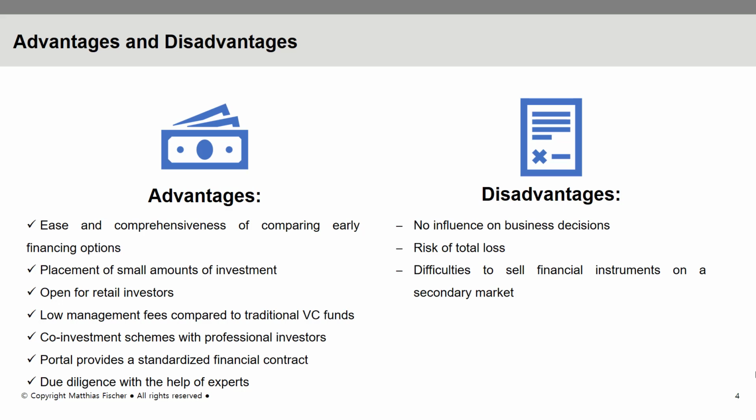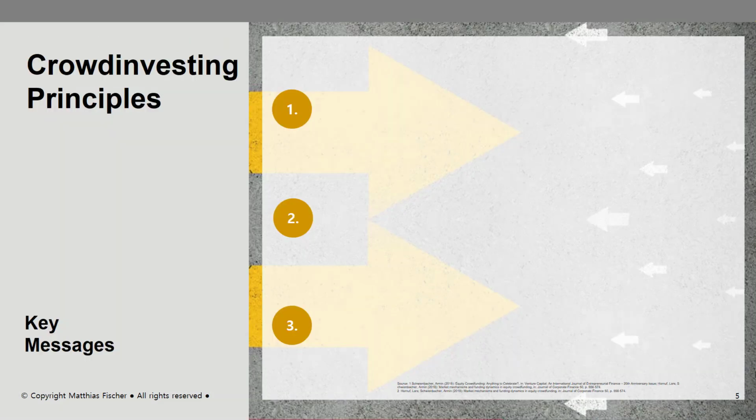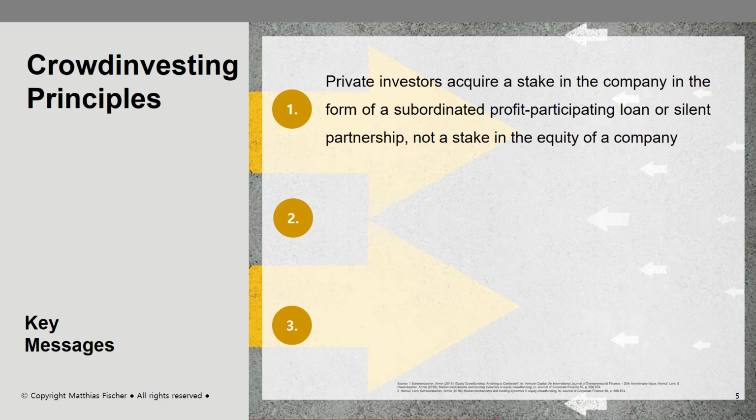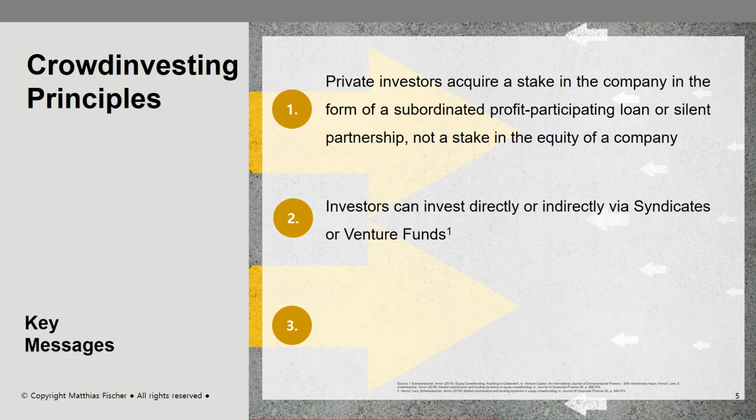To summarize the presentation, keep 3 points in mind. One very important fact is that private investors acquire a stake in the company in the form of a subordinated profit participating loan or silent partnership, but not a stake in the equity of a company. This means that the investors have a pro rata share in the profits of the company, but they do not have voting rights.